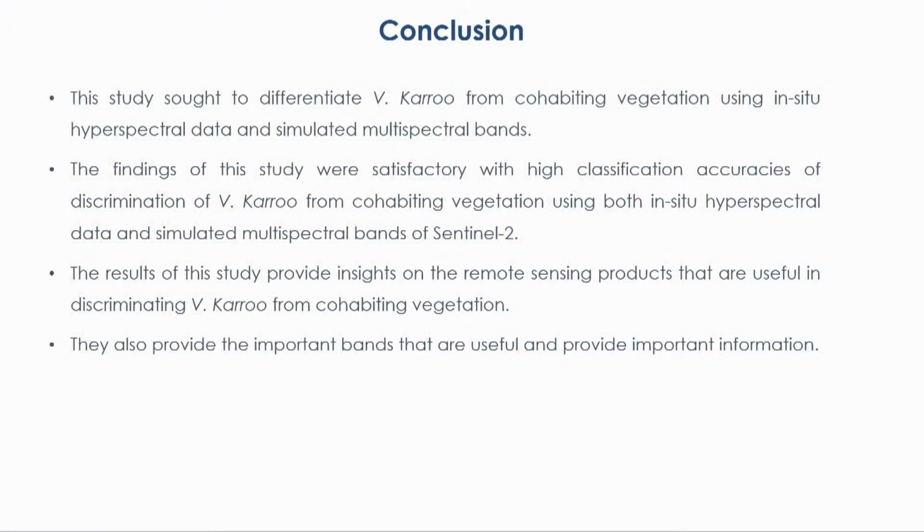So coming to the conclusion, this study sought to differentiate Vachellia karoo from cohabiting vegetation using hyperspectral data and simulated multispectral bands. This study was able to obtain satisfactory results with high classification accuracies. The results of the study also provide insights on the remote sensing tools that can be used in discriminating Vachellia karoo from cohabiting vegetation.